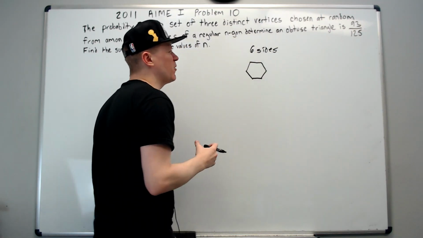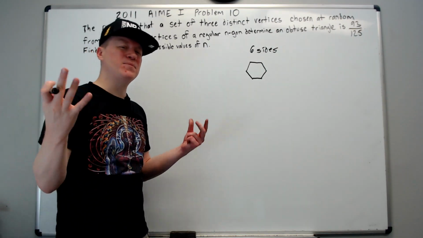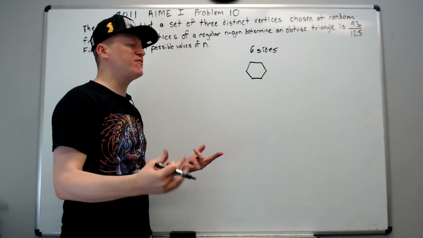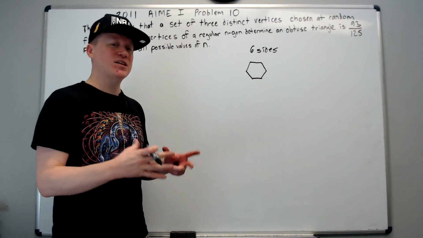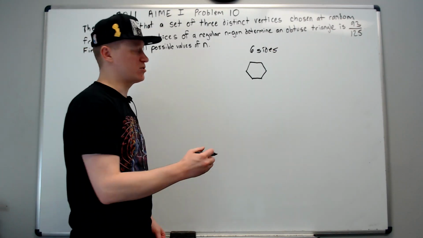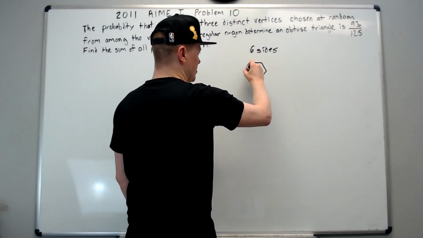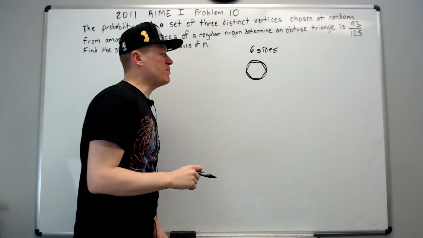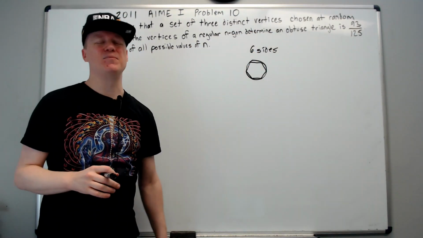And the thing about regular n-gons, you kind of want to mine, M-I-N-E, mine your mind for key facts and concepts. And there's a concept you should be thinking of, and that's that all regular n-gons can be inscribed in a circle. So if I inscribe this in a circle, why would I want to do that? Well, because it might help us think about this obtuse concept.